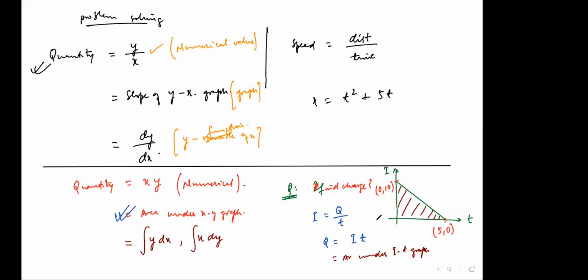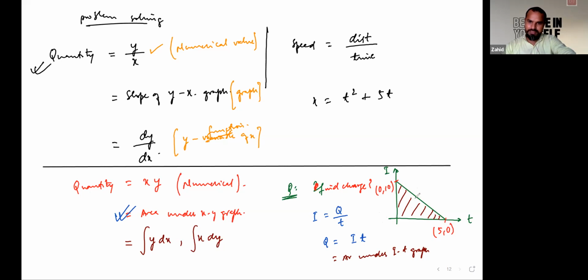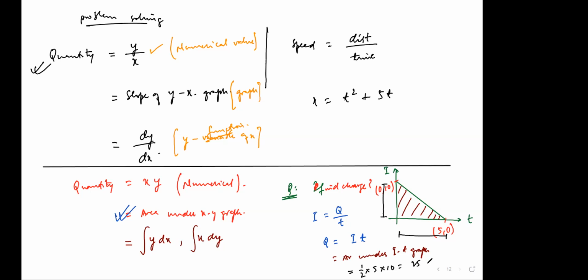Yes, sir. We have to just calculate the area under this graph. So in this curve, we have base as 5 and perpendicular as 10. So the area of the triangle is nothing but half base into height. So it will be 25. Good.